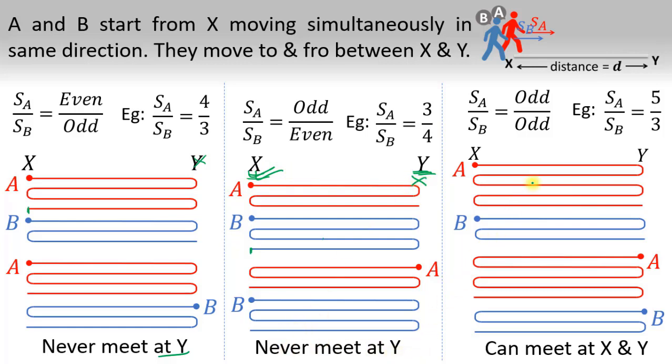In this odd upon odd case, A will end up at the opposite end, whereas B will also end up at the opposite end after covering an odd number of rounds. So the meeting could happen at Y, whereas when they start from Y, they will end up at X. So the meeting can happen at X as well. So they can meet at X as well as Y. Now let's solve a question.